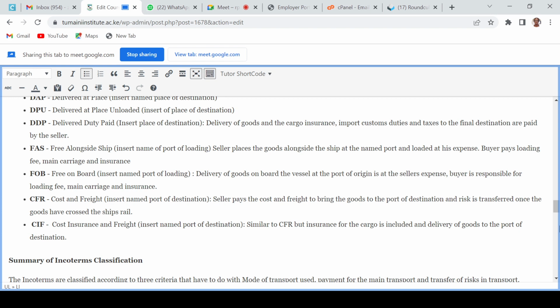Then we have what we call CFR, costs and freight. Seller pays the costs and freight to bring the goods to the port of destination, and risk is transferred once the goods have crossed the ship rail.